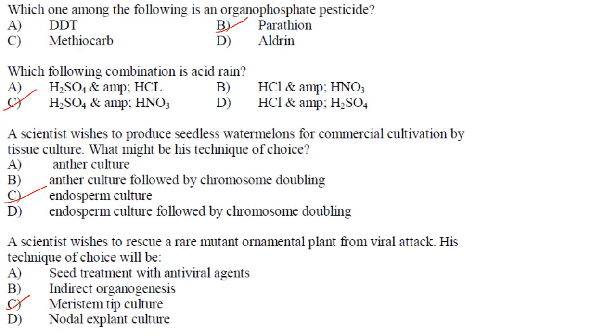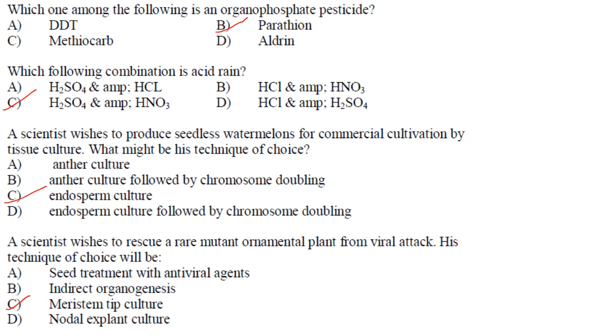Which among the following is an organophosphate pesticide? So it is parathion. Answer is option B. Which following combination is acid rain? So it is H2SO4 and HNO3. Here also there is some printing mistake, but answer is option C, H2SO4 and HNO3.